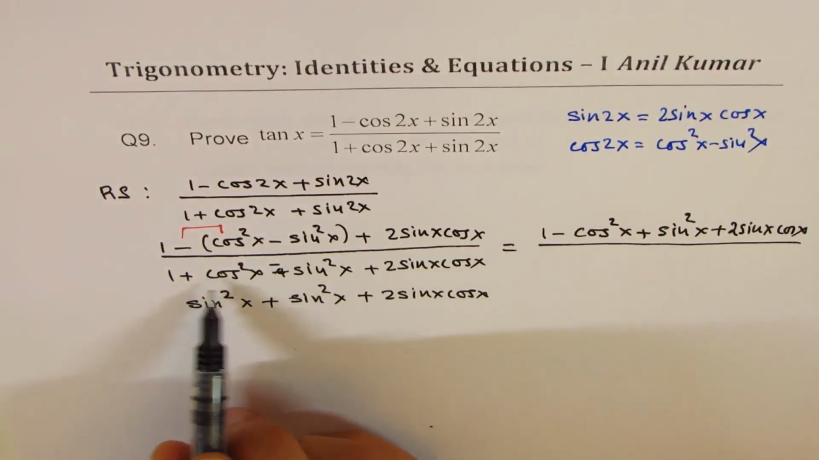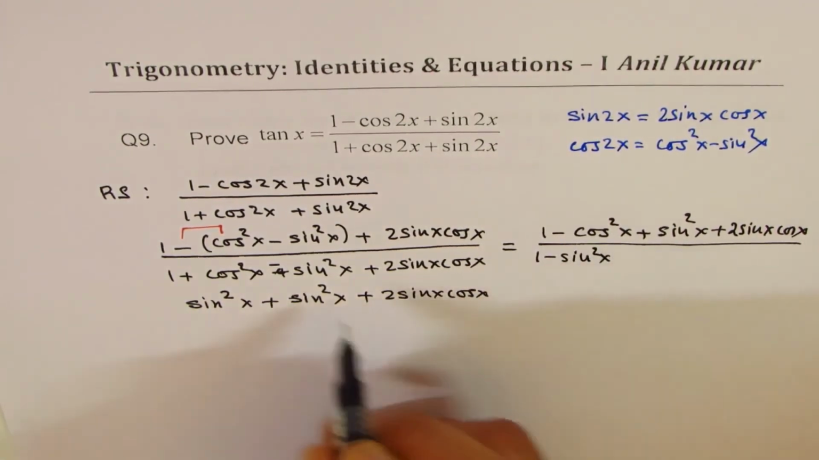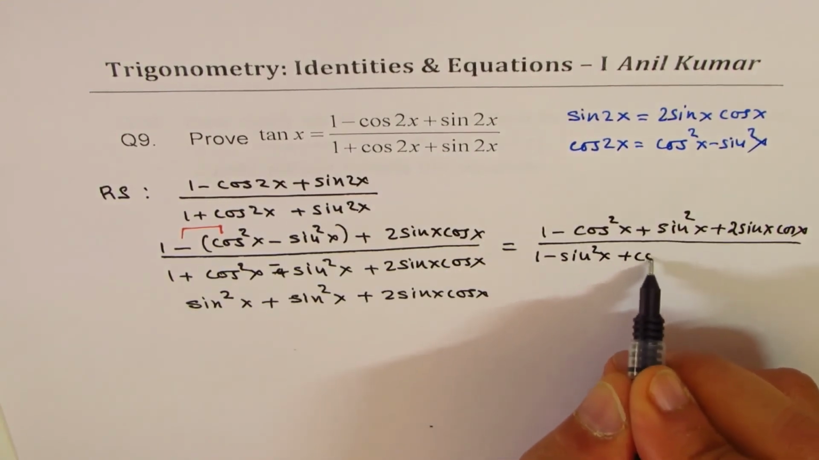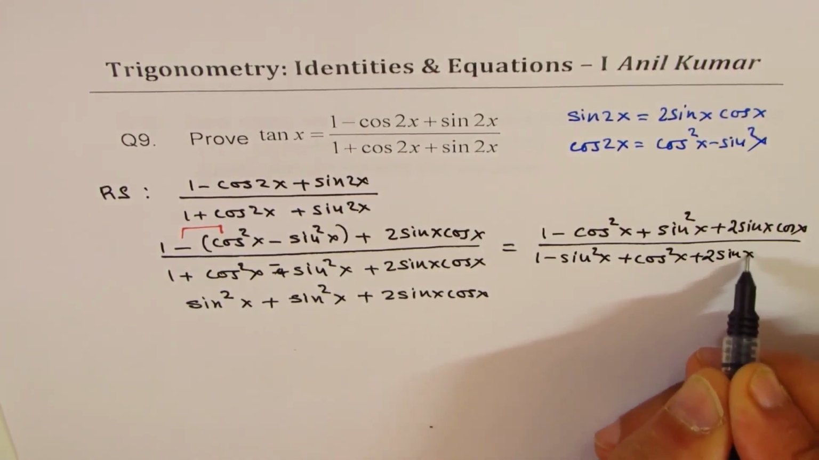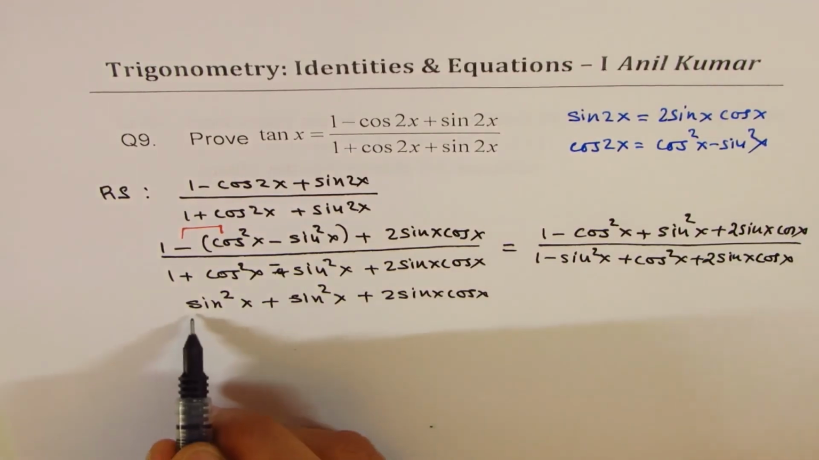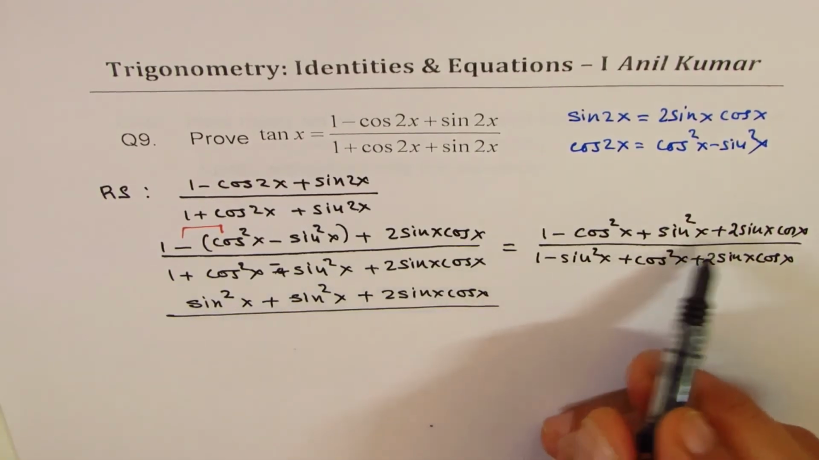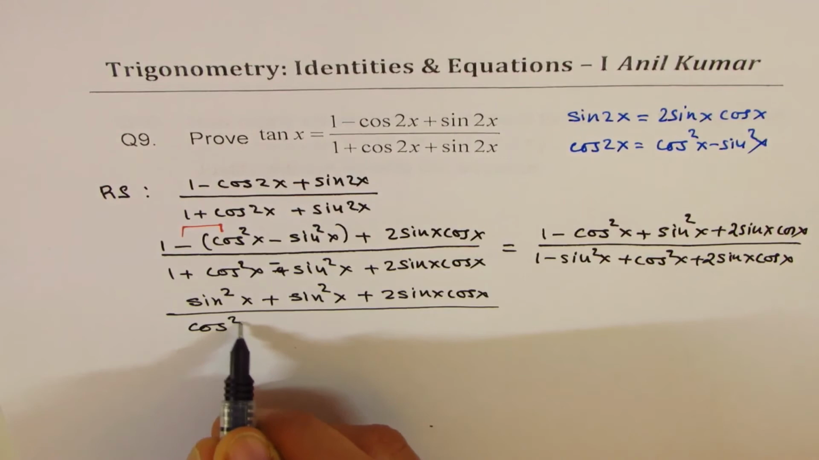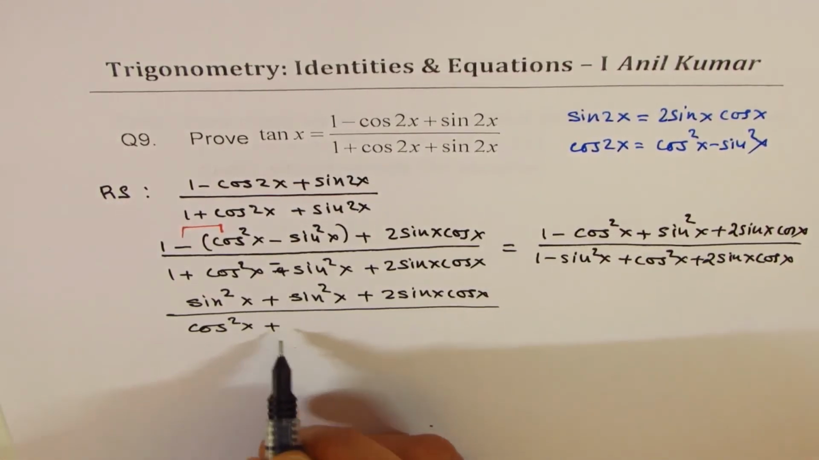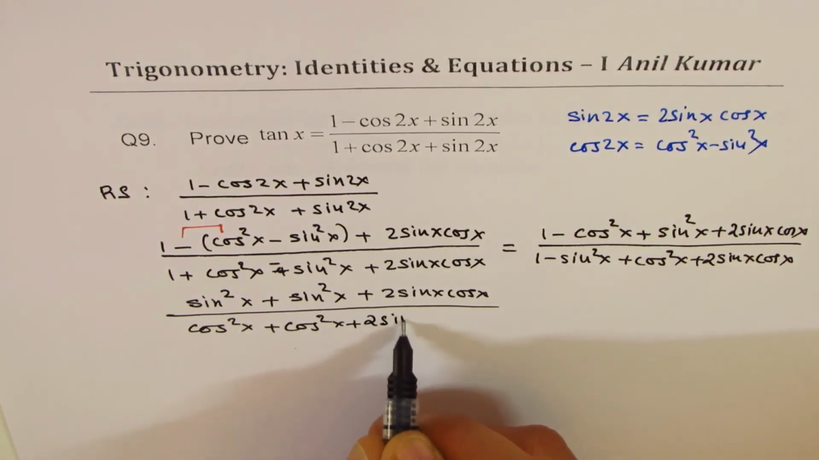Divided by, now we'll rearrange, we'll write this as 1 minus sine square x, then we have plus cos square x plus 2 sine x cos x. I hope that is better. Now let's get back to this. So 1 minus cos square x is sine square x, and the rest I've copied. 1 minus sine square x is cos square x. So in the denominator we get cos square x, correct? Plus cos square x plus 2 sine x cos x.